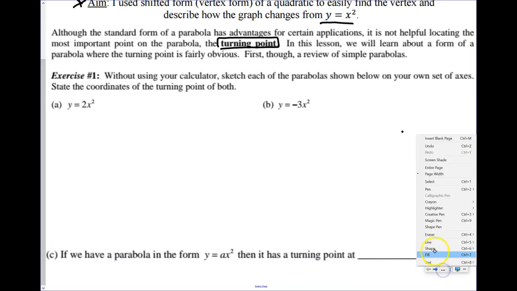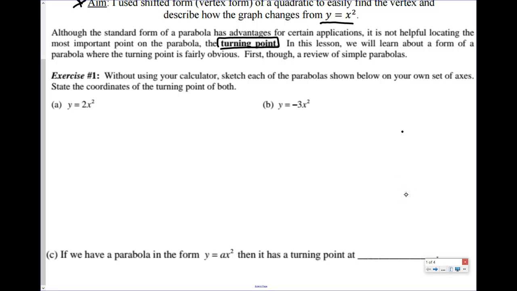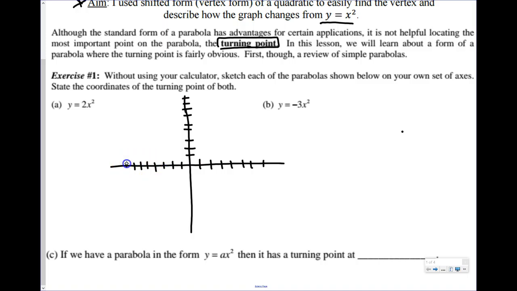Okay, so the directions for this says without your calculator, sketch each of the parabolas shown below on your own set of axes and state the coordinate of the turning point of both. So I'm going to draw a coordinate grid very carefully. Okay, this is my x-axis and this is my y. Alright, and now I'm going to graph both of these. So in order to graph them, I need to make a table of values because I'm not using my calculator. That's what it says to do without using your calculator.